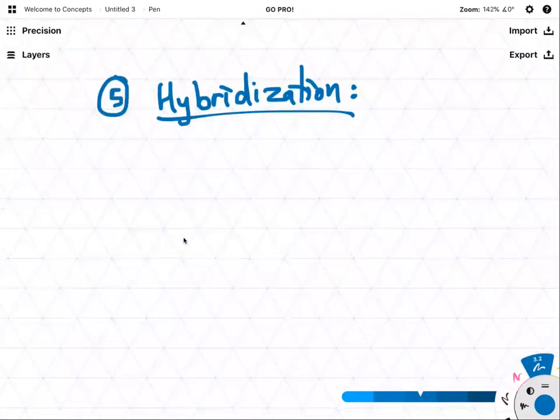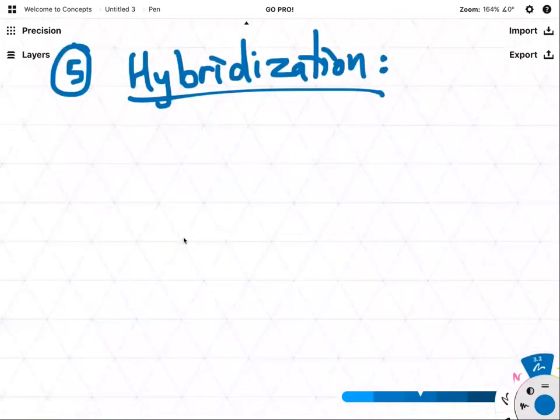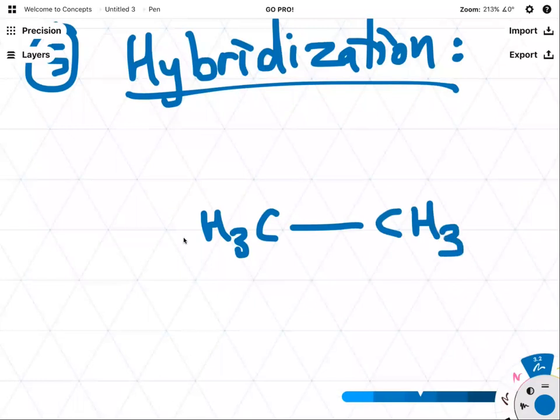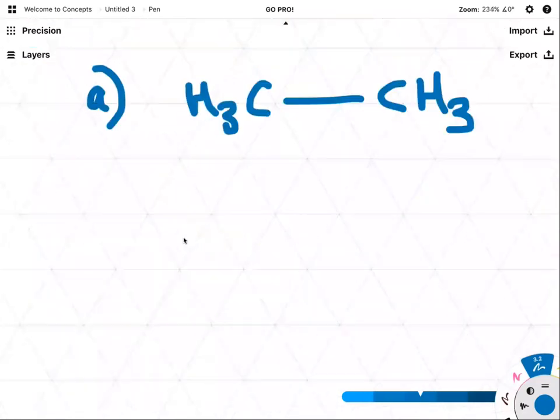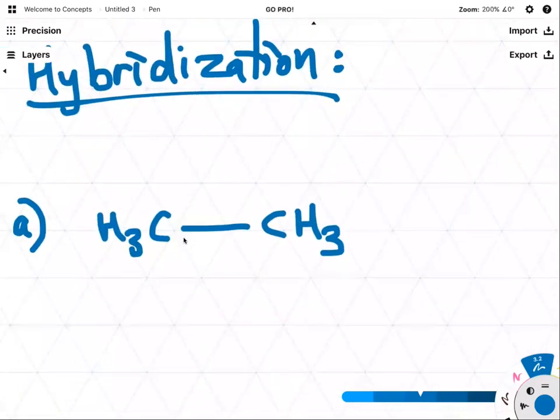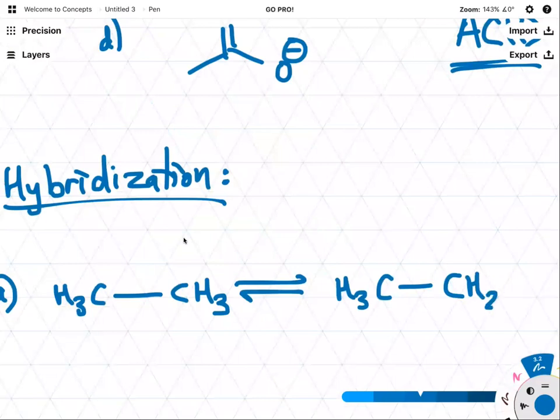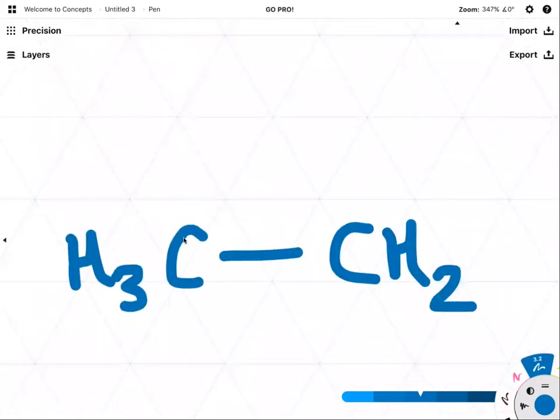So let's say you had something like ethane. So CH3, CH3. Call that A. And then it's acting like an acid. So it's losing one of its hydrogens. So it becomes CH3, CH2, with that carbon being negatively charged.